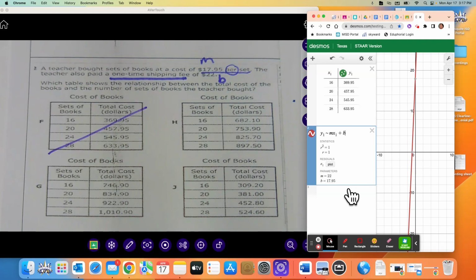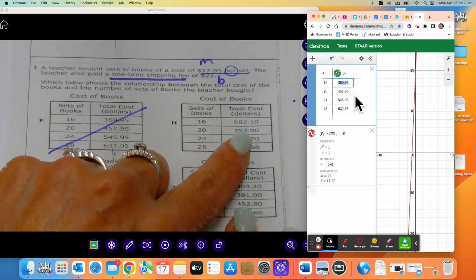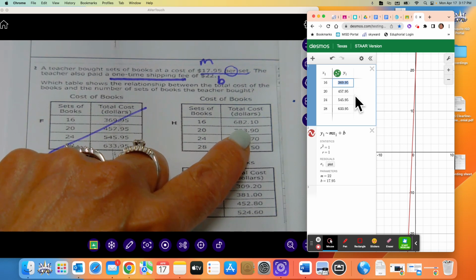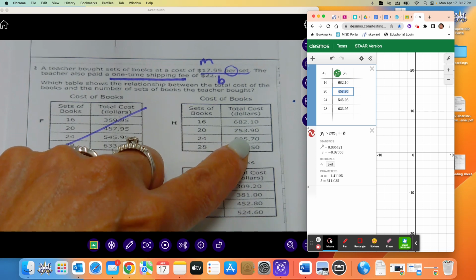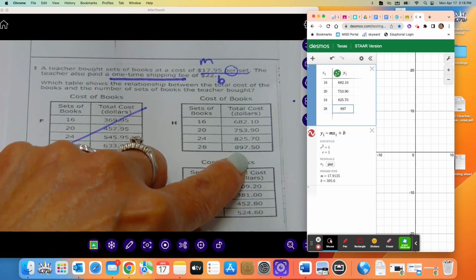Now, usually I like for you to start over. But if you notice, all of the X values are the same. So all I want you to do is go in and change each Y value. So this one, we're going to put in 682.10, then 753.90, 825.70, and 897.50.